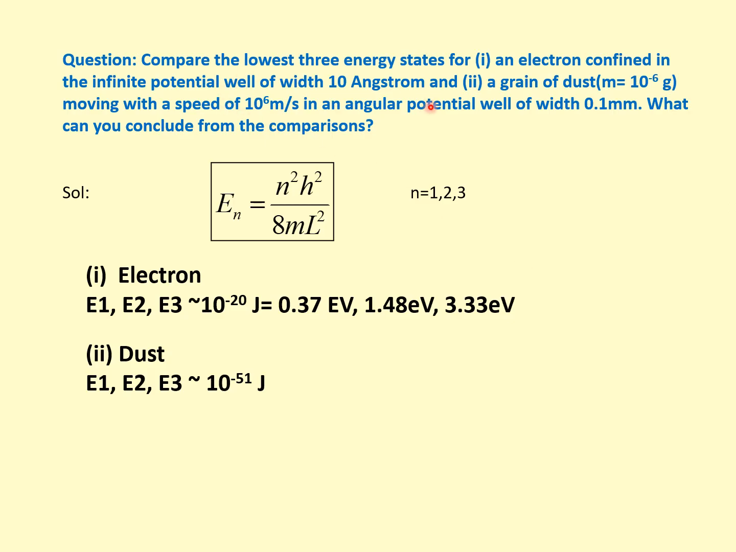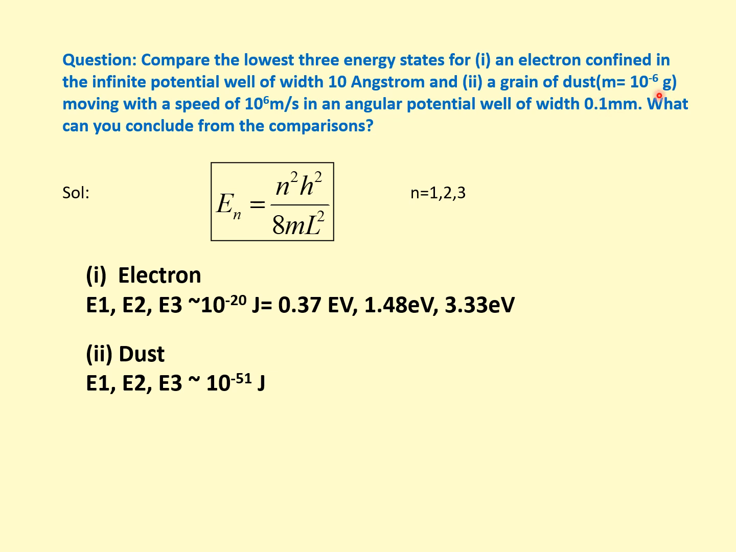This is again just an example to compare the energy levels for an electron and a dust particle which has mass 10 to the power minus 6 gram. Electron has very small mass, so energies will be in measurable ranges. En equals n square h square by 8 m L square, and if you put n equal to 1, 2, 3 like this, the energies will be 0.37 eV, 1.48 eV, 3.33 eV.